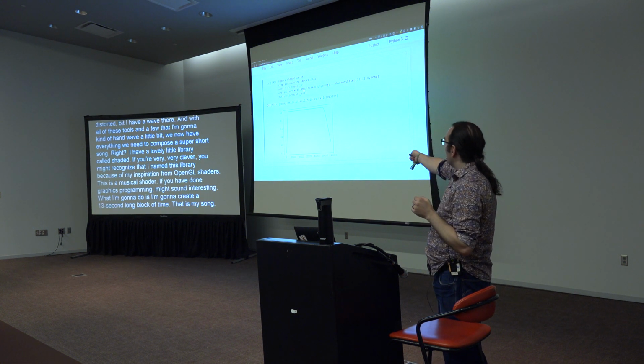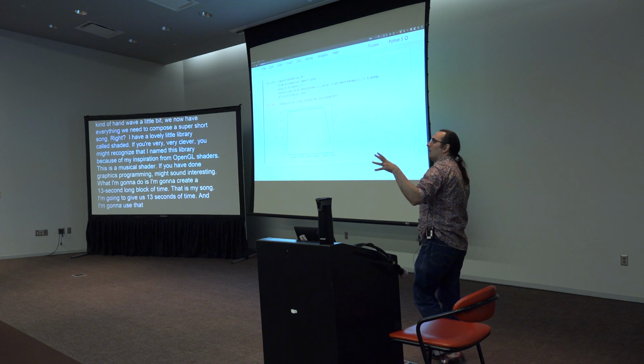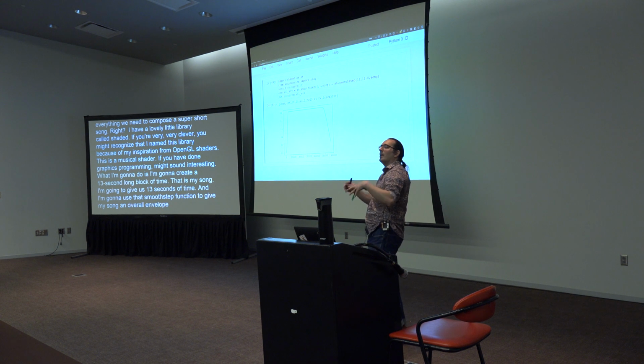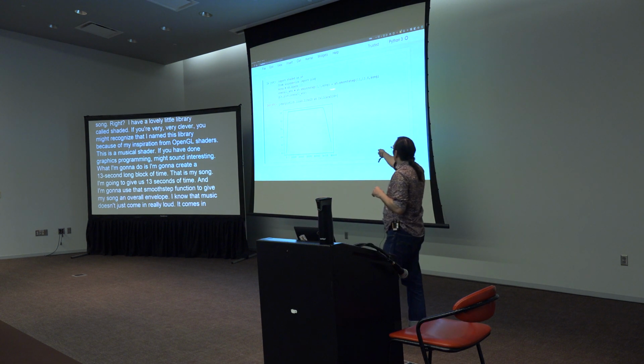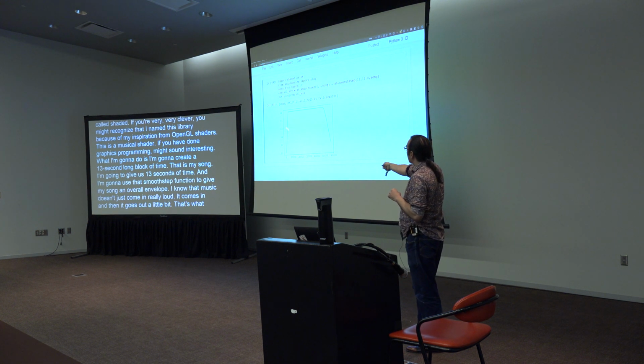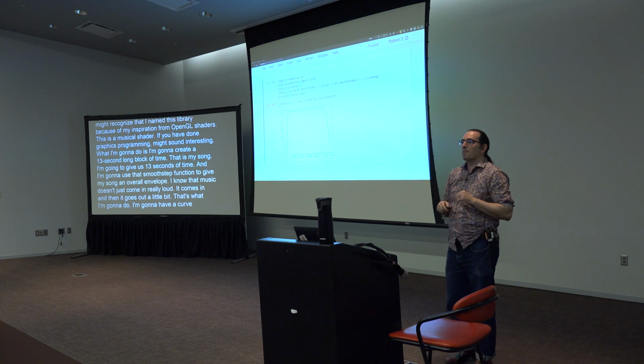I'm going to give us 13 seconds of time, and I'm going to use that Smoothstep function to give my song an overall envelope, because I know music doesn't just come in really loud. It comes in, and then it goes out a little bit. So I'm going to have a little curve here so that my song comes up pretty quick, gets its full intensity, and then fades out by the end.